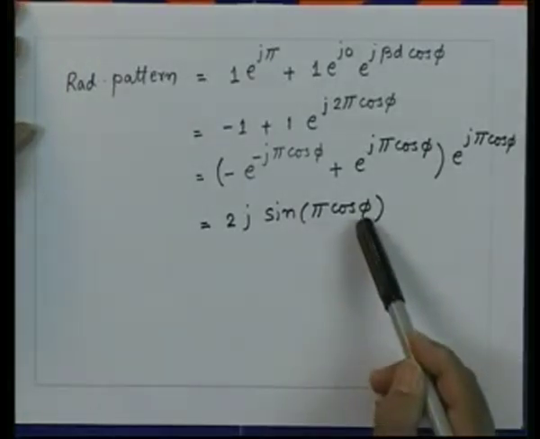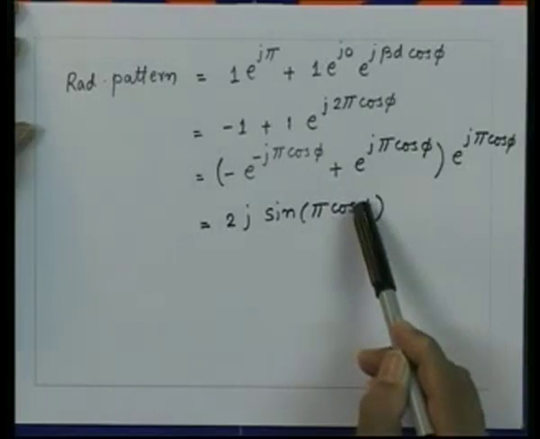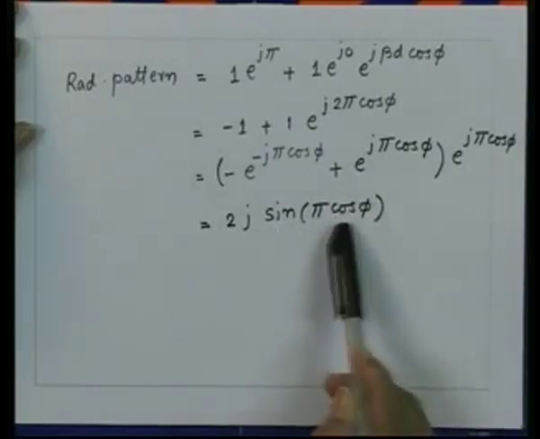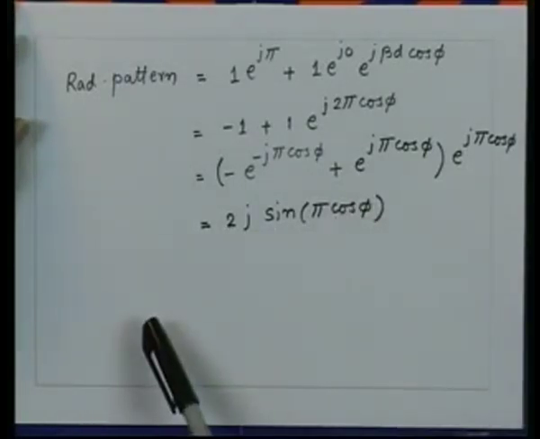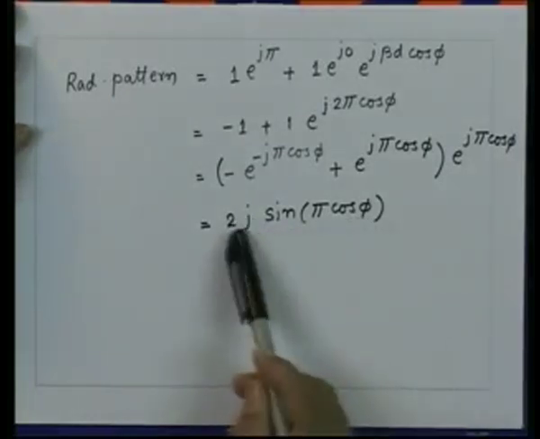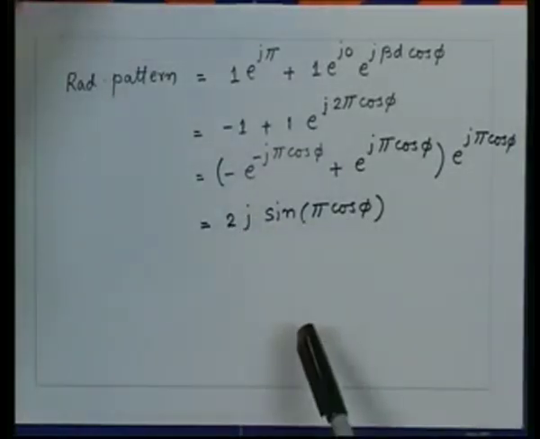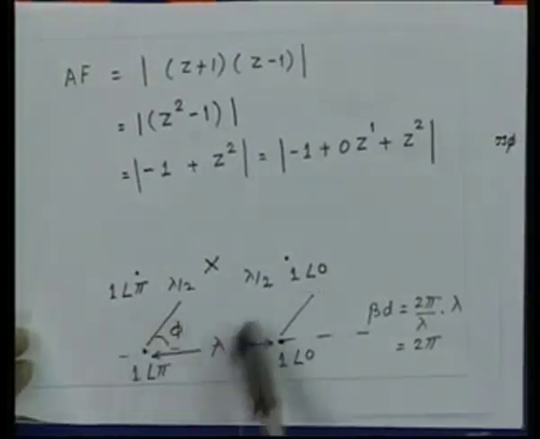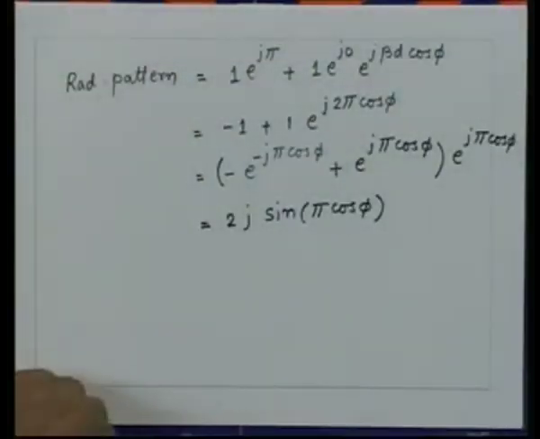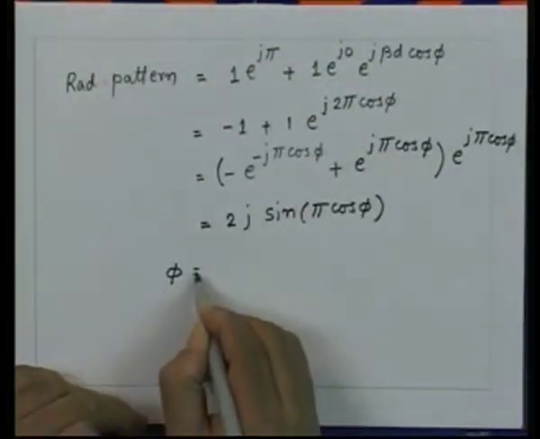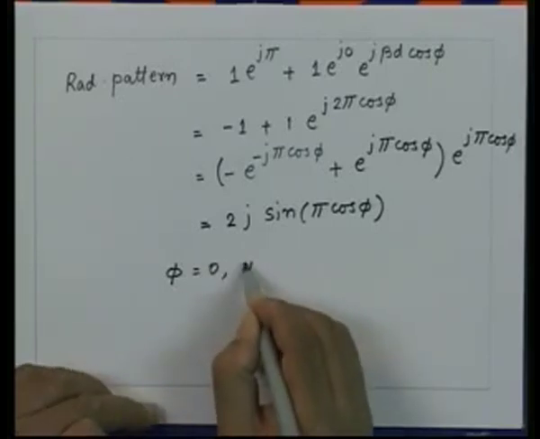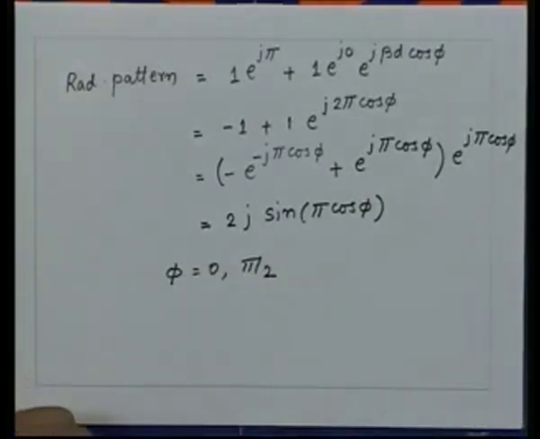So, we get a null in the direction of phi equal to 0. When the phi is equal to pi by 2, this quantity is 0. So, again sine of 0, that will give me the null in that direction. So, this is the radiation pattern now which I get corresponding to this excitation, which would have nulls in the direction of phi equal to 0 and phi equal to pi by 2.